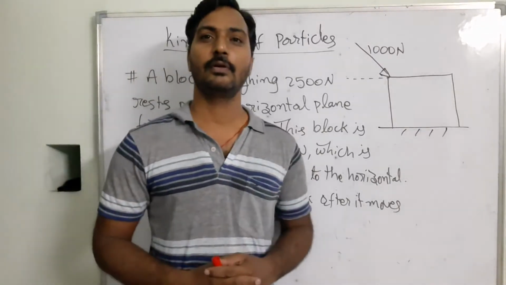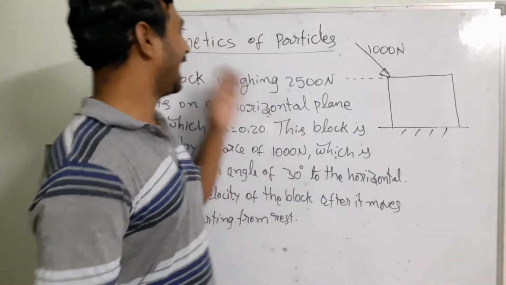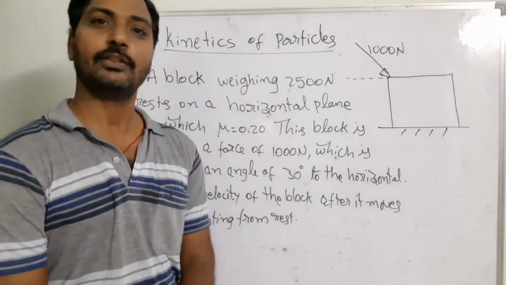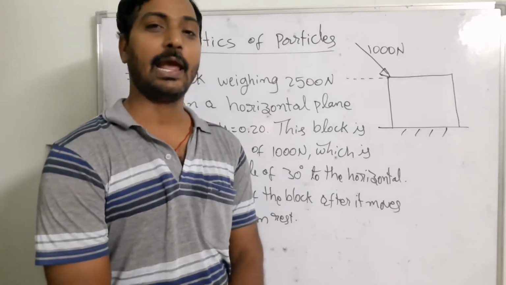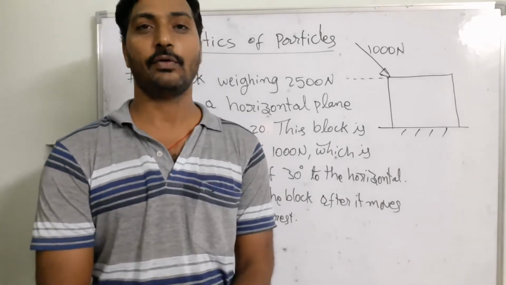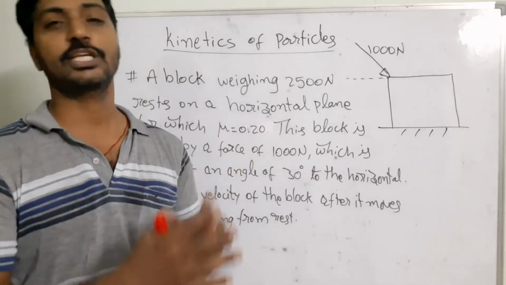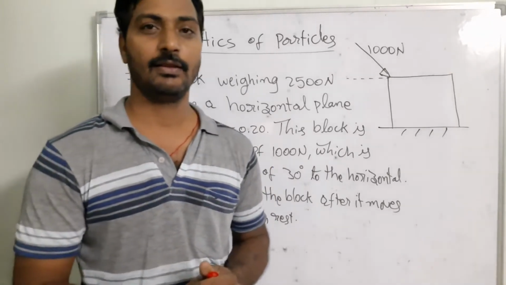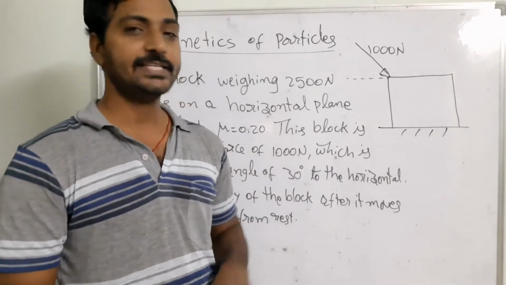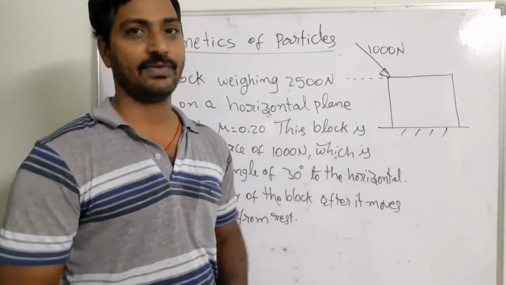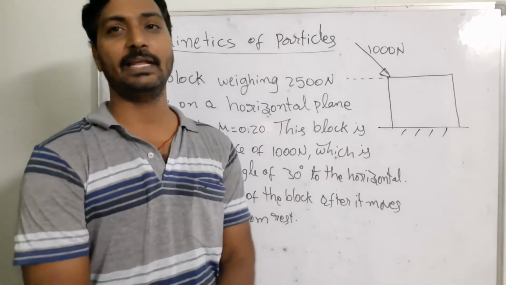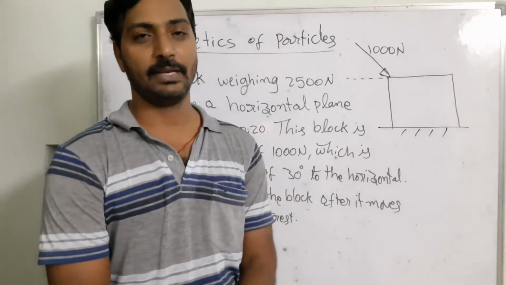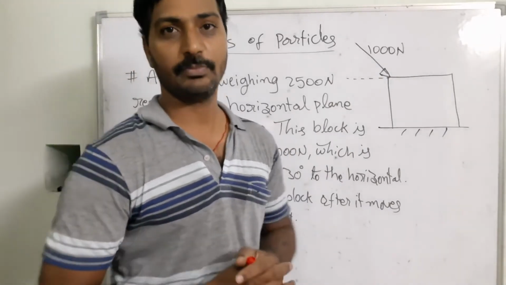Hello there. In continuation of the kinematics of particles, where force is considered the cause of motion, and from that we try to find the velocity, acceleration and displacement of the particle. In this case we have one problem. This is a block where 1000 newtons is acting at an inclination to the horizontal plane. So we are going to study the total details here.